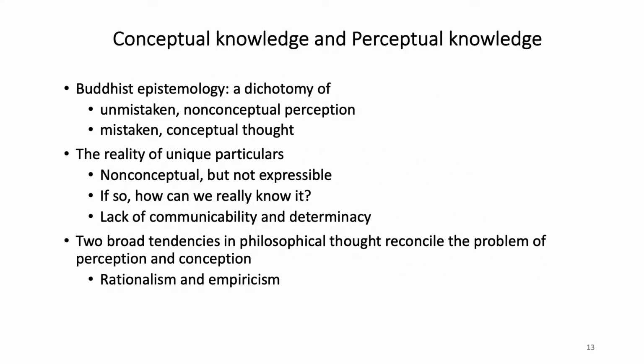We can see in this Buddhist epistemology a dichotomy of unmistaken non-conceptual perception and mistaken conceptual thought. Yet the reality of unique particulars, being non-conceptual, cannot be expressed, and this creates a problem. If we cannot talk about them, how can we know them? Isn't there more to knowledge than expressibility? If so, how can we really know it? While non-conceptual cognition has a privileged place in Dignaga's epistemology, its status is dubious because an implication of being non-conceptual is a lack of communicability and determinacy.